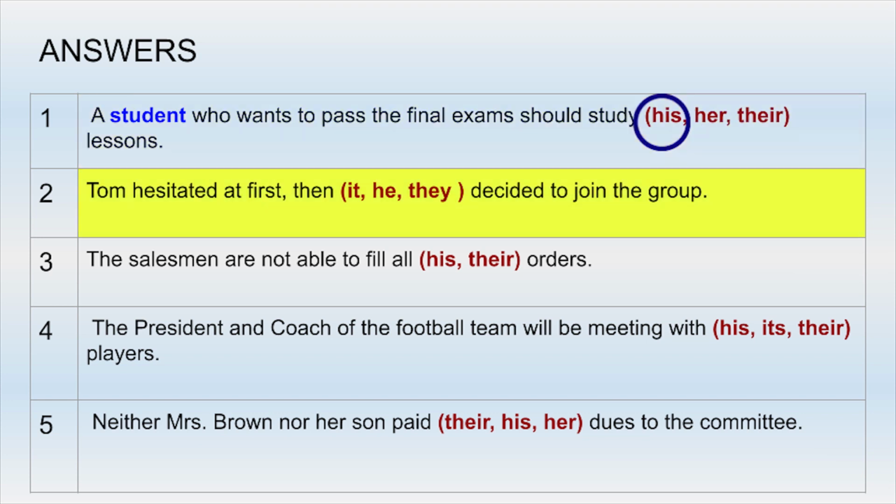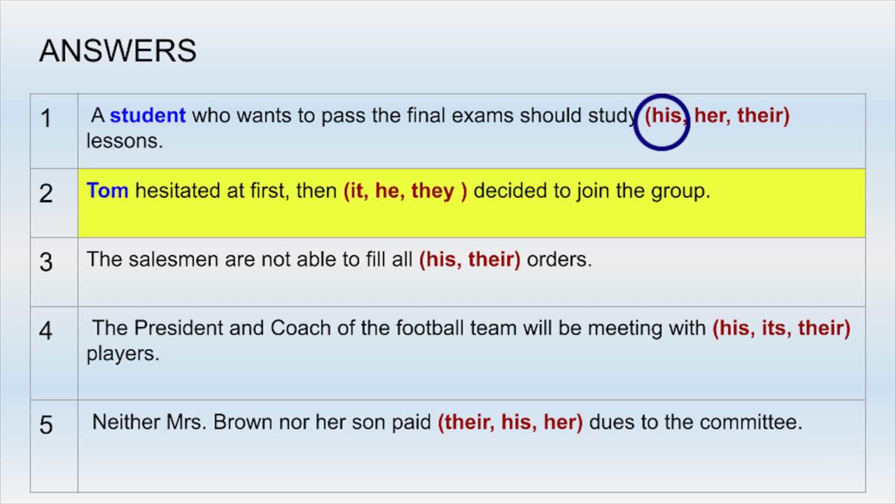Number 2. Tom hesitated at first, then it, he, or they decided to join the group. The antecedent is Tom. Tom is singular and masculine, so the correct pronoun is he. Tom hesitated at first, then he decided to join the group.